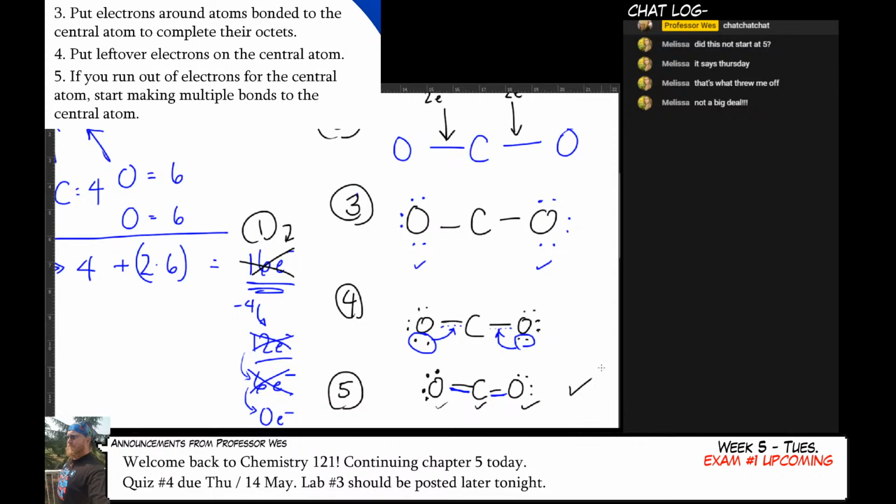Now that's a lot of information. So it's very important that you have the 5 steps handy and you go through them a few times. And then once you get the hang of it, you just do this process by memory. You don't even need the rules anymore. All right, so that's CO2. We're going to do another one in just a second.